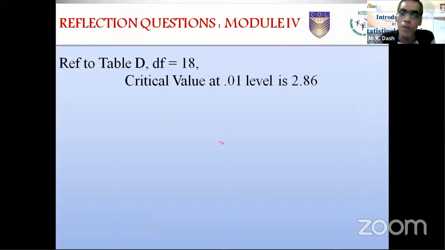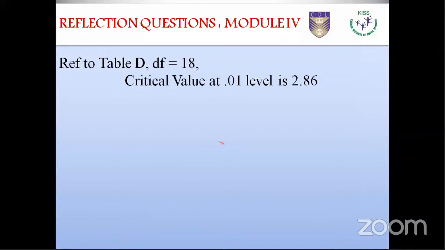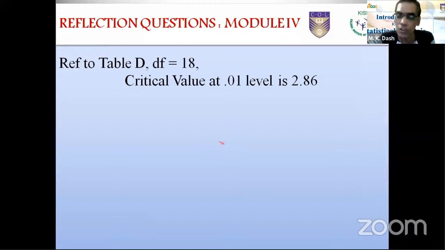Exactly. N1 plus N2 minus 2, because we have two groups. Two groups are there, so we have two restrictions, one for each group. N1 plus N2 minus 2. Thank you very much. So the degree of freedom is 18. If you take the degree of freedom as 10 minus 1, that is 9, then everything will be wrong. Be careful in finding the degree of freedom.